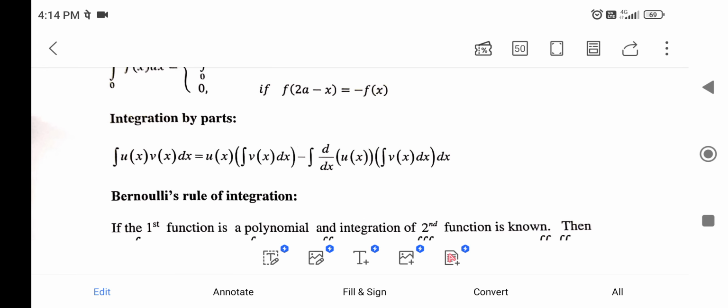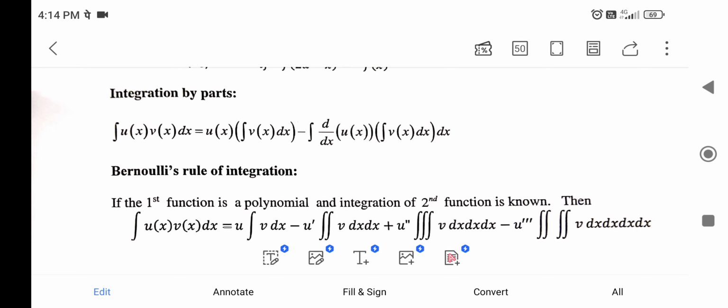And next is integration by parts. That is a rule in integration for u of x and v of x: one is as it is, another is integrated, then next is minus, and the other part is again differentiation, again integration, again differentiation. Differentiation and integration are both involved in this integration by parts.